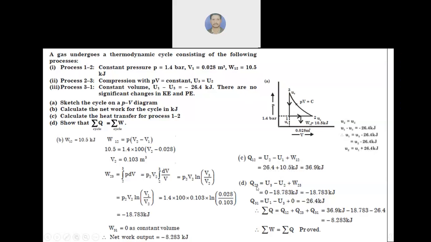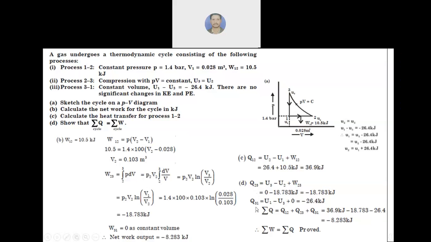Now similarly Q23 equals U3 minus U2 plus W23. Now W23 is how much? This much. Now PV equals to constant, or you can say U3 is equal to U2. So U3 minus U2 will be 0. And work done is how much? You have calculated minus 18 point this much. So put all this in the first law for process 2-3 and you will get Q23.